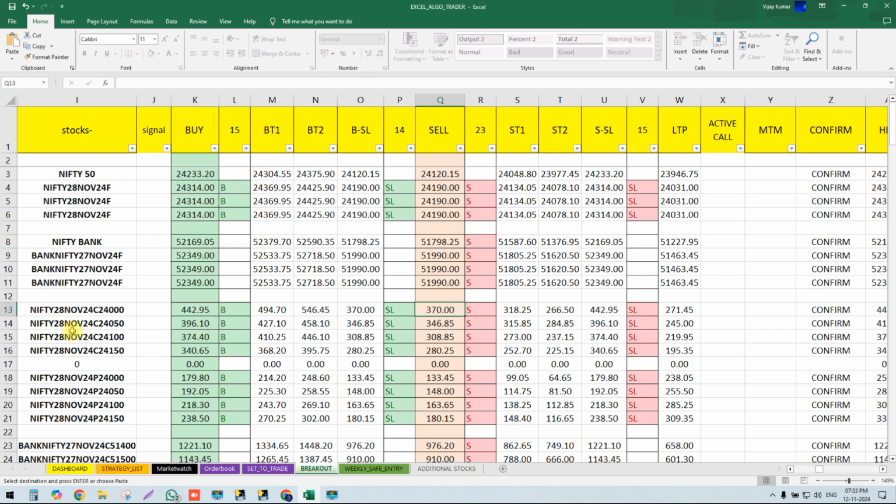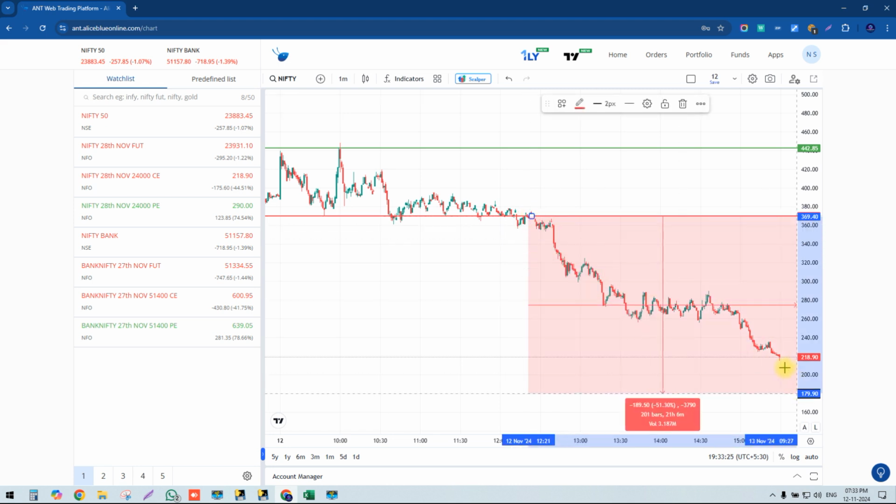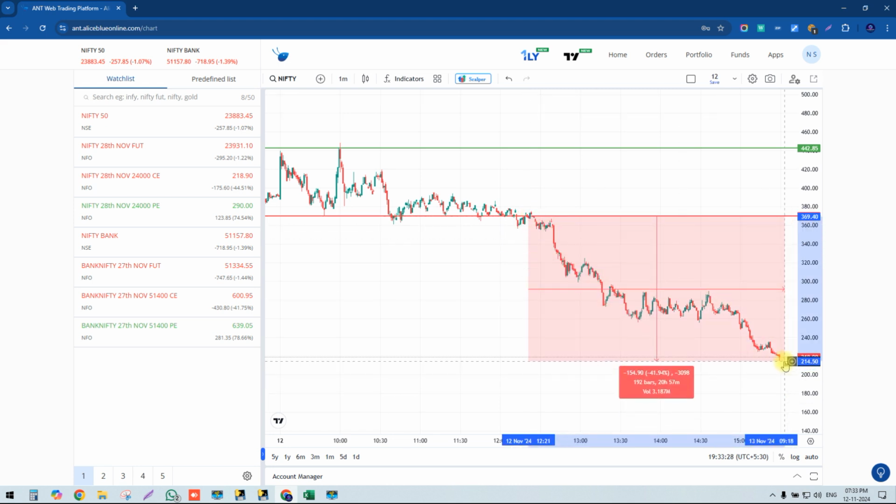This is 370. Nifty 28th November, strike price is 24,000. Here you can see this is a Nifty call option. Sell is here for 370. Okay guys, yes guys, here our sell was generated in Nifty call option, almost 154 points.